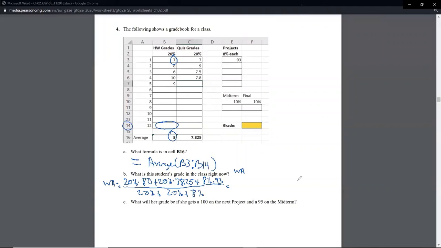All right, so 2 times 8 is 16, so that first one is 1600, plus 78.25 times 20 is going to give us 1565, plus the 8 times the 93 is going to give us 744. Confirm those with your own calculator. 20 plus 20 plus 8 is 48. Then adding up the 1600, the 1565, and the 744 is going to give us 3909 divided by the 48.